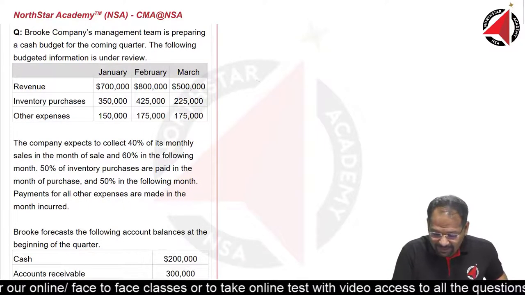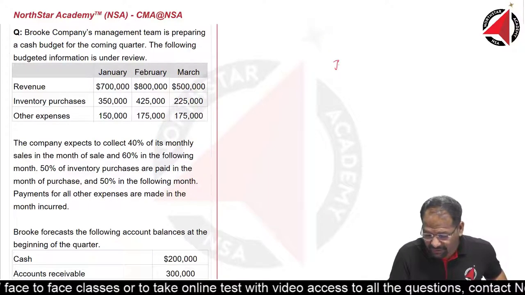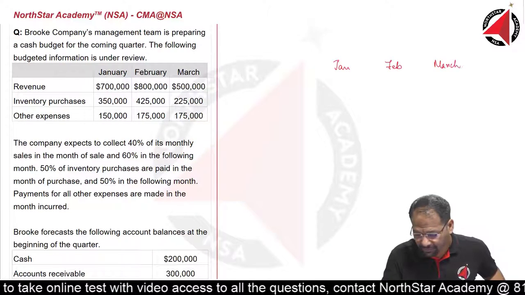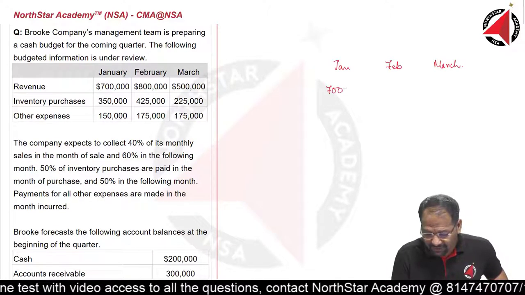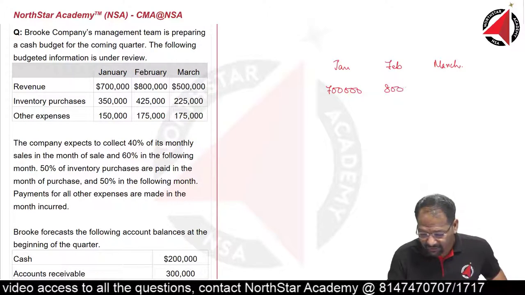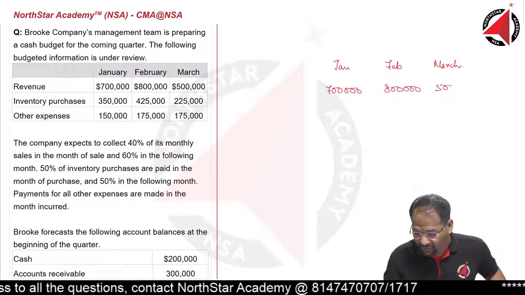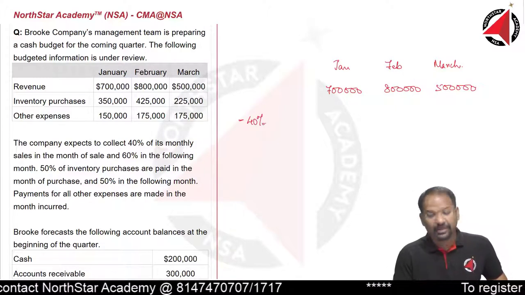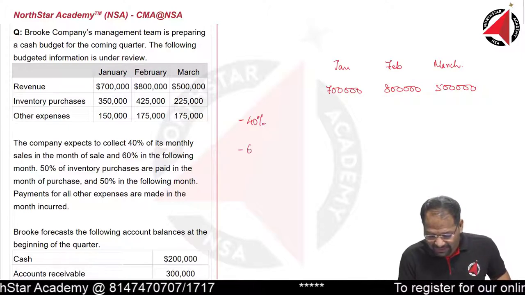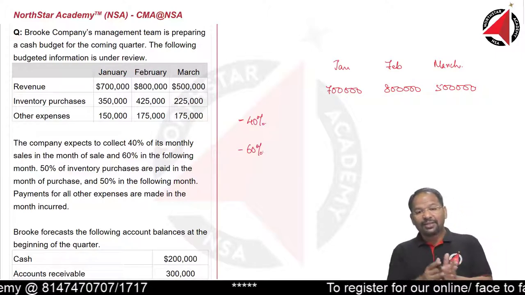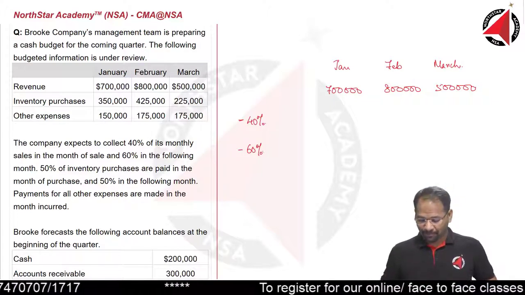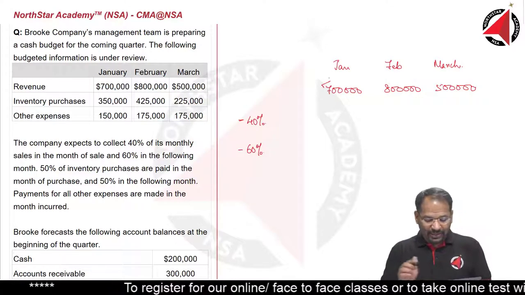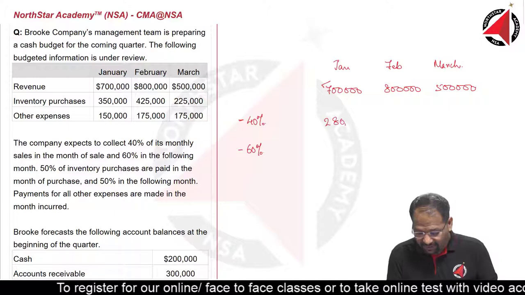Sales. Let's capture first the sales details. January month, February month, and March month. How much is the total sales? 700,000, 800,000, and 500,000. Out of this total sales, 40% shall be collected in the month of sale itself, and the balance 60% shall be collected 1 month subsequent to the month of sale. In other words, January 700,000, 40% shall be collected in the month of January only, 280,000.